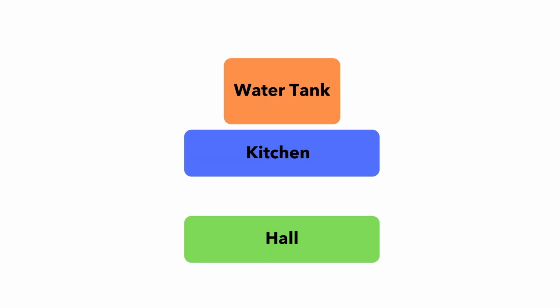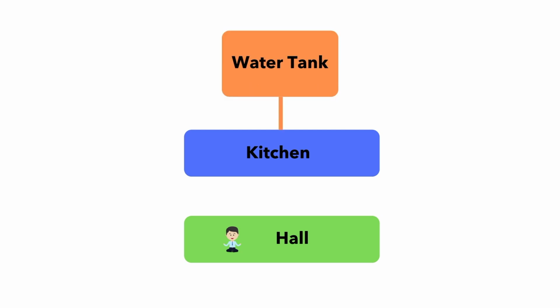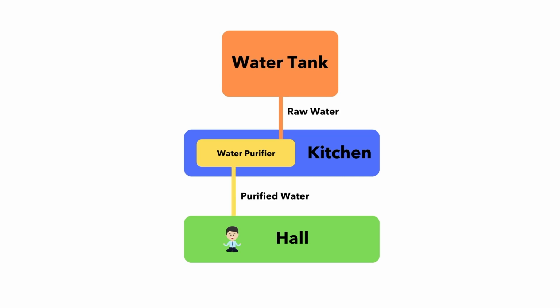To understand this architecture, let's take an example. Suppose there is a house with a hall and a kitchen, and there is a water tank above that kitchen. Let's assume a person sitting in the hall requires some water to drink. In our example, we get the water from the water tank to the kitchen, and in that kitchen there is a water purifier which purifies that water, and then the purified water is given to the person.